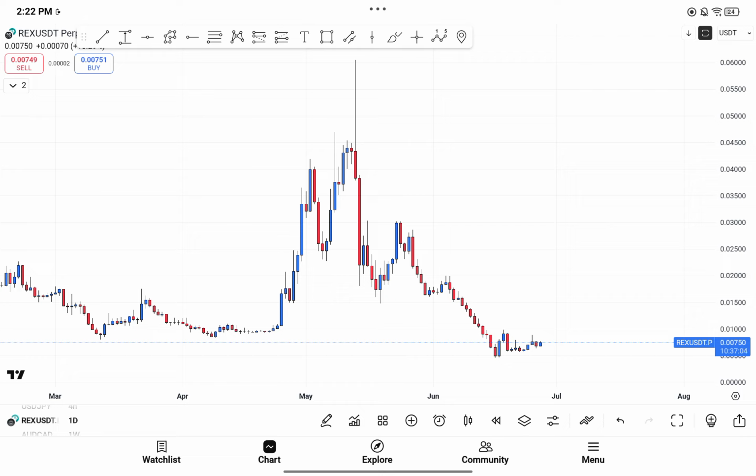Okay, so let's get down into business. On our chart is our REX USDT. So I want to speculate what the market is going to do based on technical analysis.